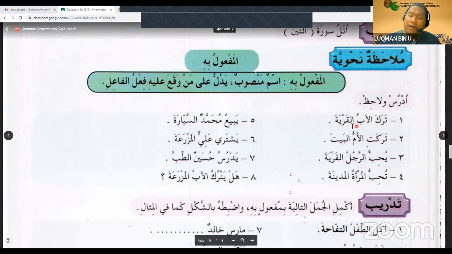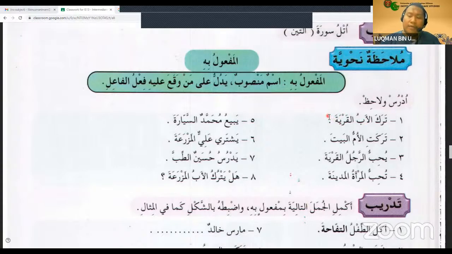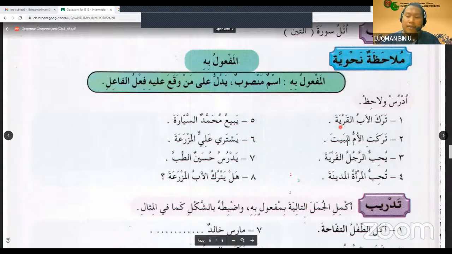Taraka al-abu al-qaryata. The father left the village. So the format again is verb, subject, object. Very simple. Verb, taraka, he left. Al-abu, the father, is the subject. Al-qaryata, the village, is the object, so it is the one receiving the action. It is the one that was left.